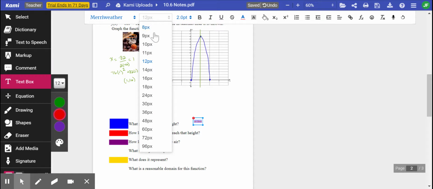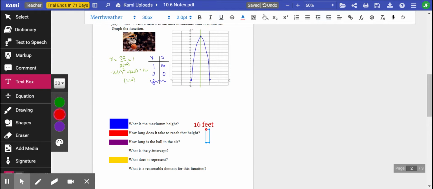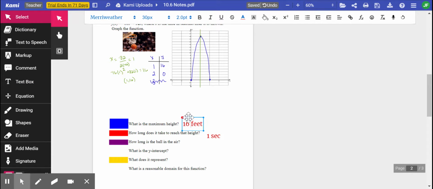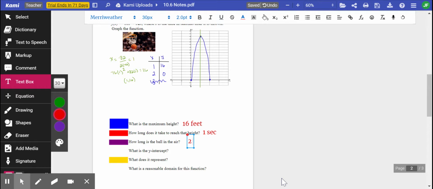It takes 1 second to reach that maximum height. And if we look at our graph, the ball starts on the ground, reaches its maximum height, and hits the ground again at 2 seconds. So it's in the air for 2 seconds. Our y-intercept is 0, 0, and that represents the fact that the ball starts on the ground.